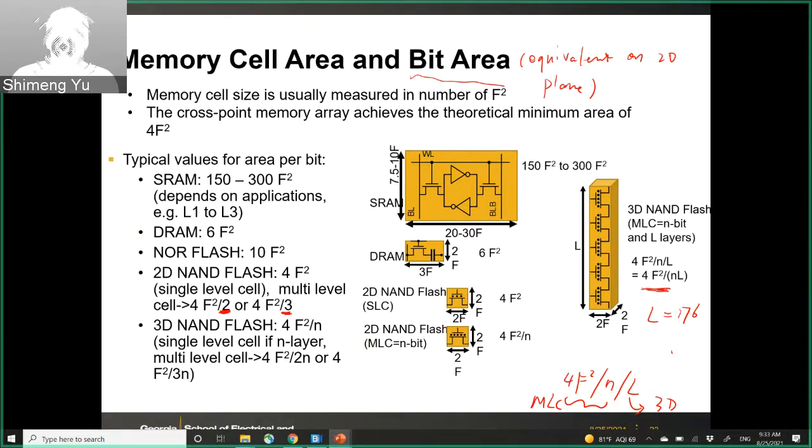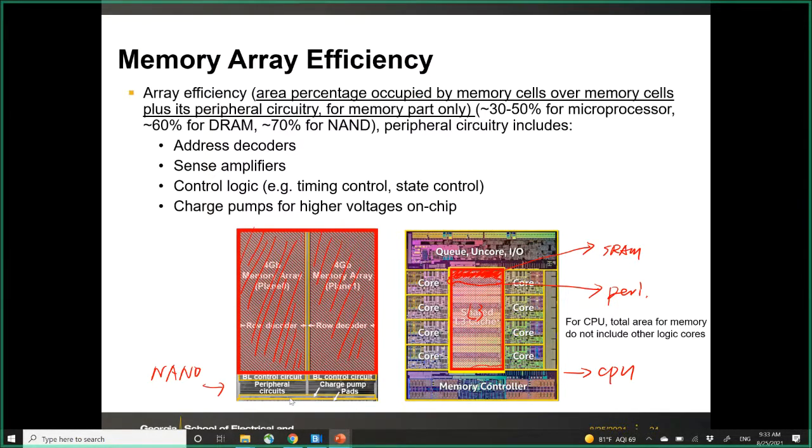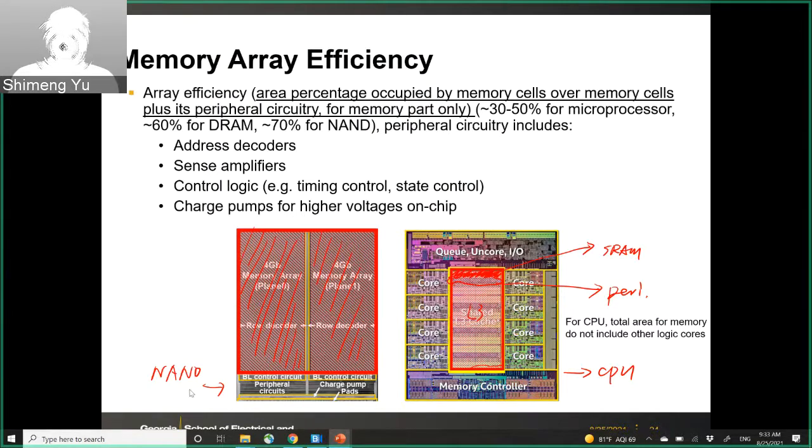All right, so then this is the area array efficiency. This one is defined as the area percentage occupied by the memory cell over the memory cell plus its peripheral circuitry. So for the DRAM or the NAND flash, the whole chip is about memory. So you have this memory cell array region, and then divided by the total chip area. So that is the array efficiency for the NAND or for the DRAM.